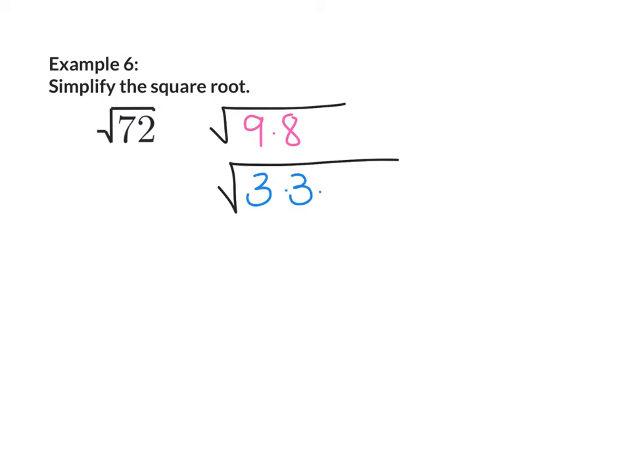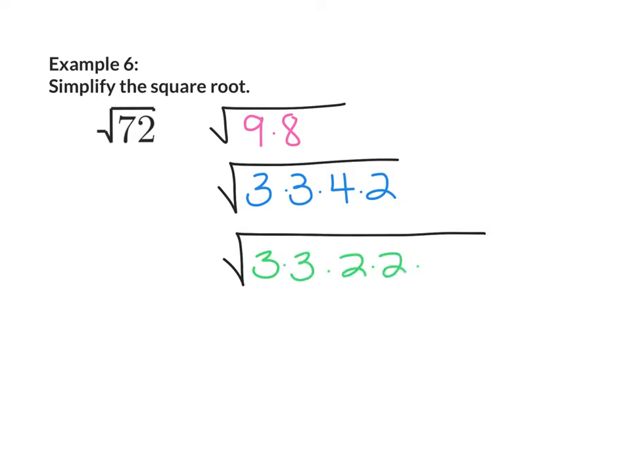Example number 6. Simplify the square root. I know that I can break down the square root of 72 to 9 times 8. I don't have any twins, so I'm going to break it down again. 9 can be broken down to 3 times 3, and 8 can be broken down to 4 times 2. I notice that 4 can be broken down further, so I'm going to do it again. I'm going to bring down my 3's. 4 can be broken down to 2 times 2, and then I'm going to bring down the last 2.